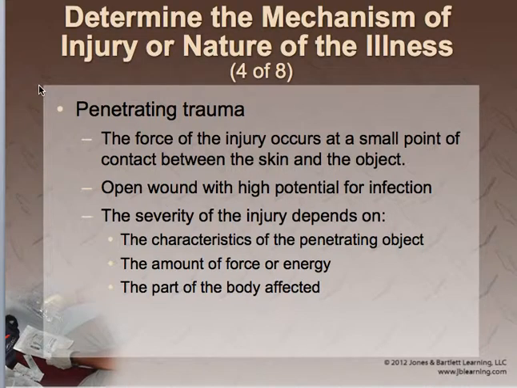Then we have penetrating trauma. Penetrating trauma typically occurs at a small point of contact between the skin and the object, for instance, like a knife wound or stabbing. Or you could also have a gunshot wound as a penetrating injury. Open wounds have a lot of potential for infection, because whatever was on the blade is going to go into the body and is introduced inside the body. Also, with a gunshot, the cavitation can suck germs into the body.